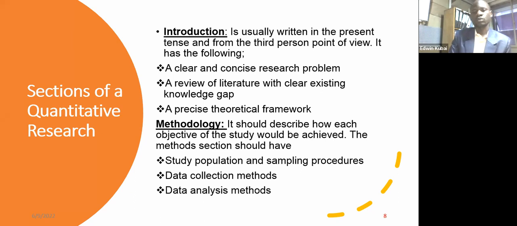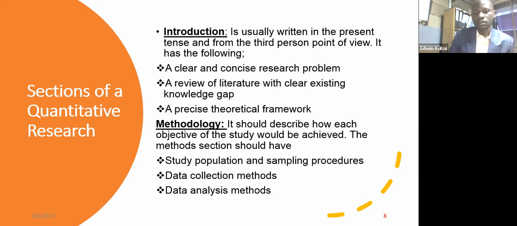Then the methods section should have the following. One, it should have the study population and the sampling procedures, and it must highlight your population, meaning the total population you're looking at. That is very important. For sampling procedures, you must look at which method you are using to sample from that population. Are you going for probability sampling or non-probability sampling? And you must explain how you are going to go about the sampling so that somebody can understand the sampling procedures you have used to get your sample from the entire population.